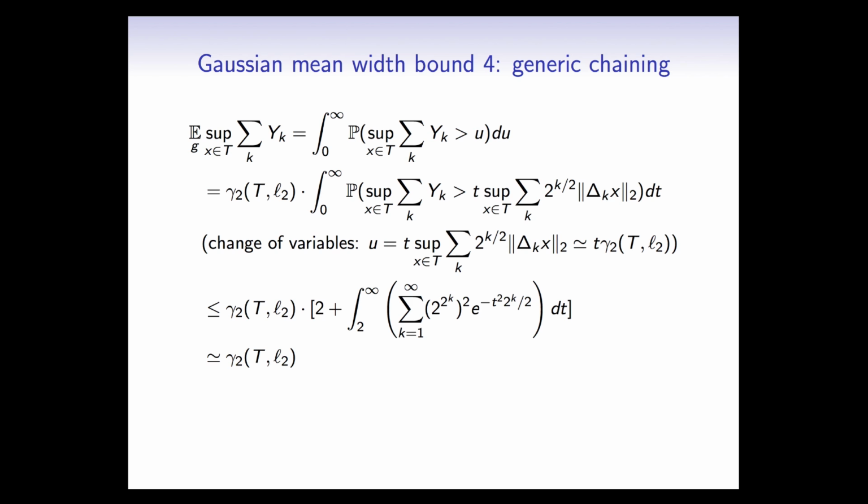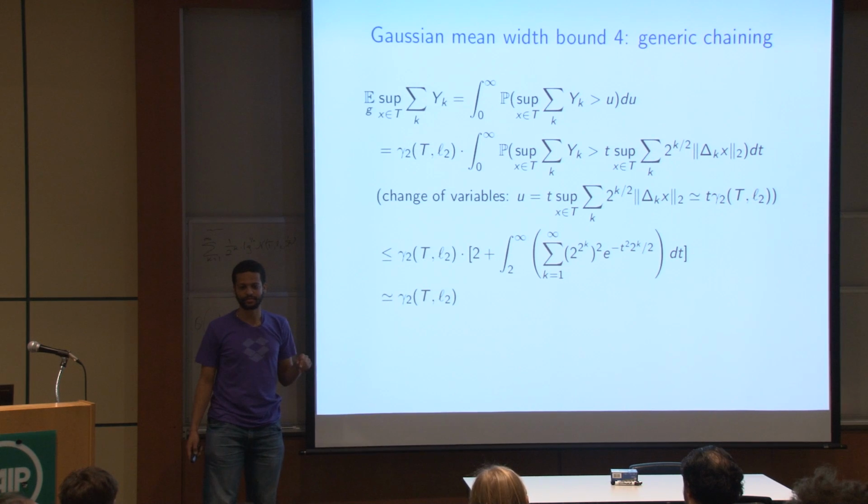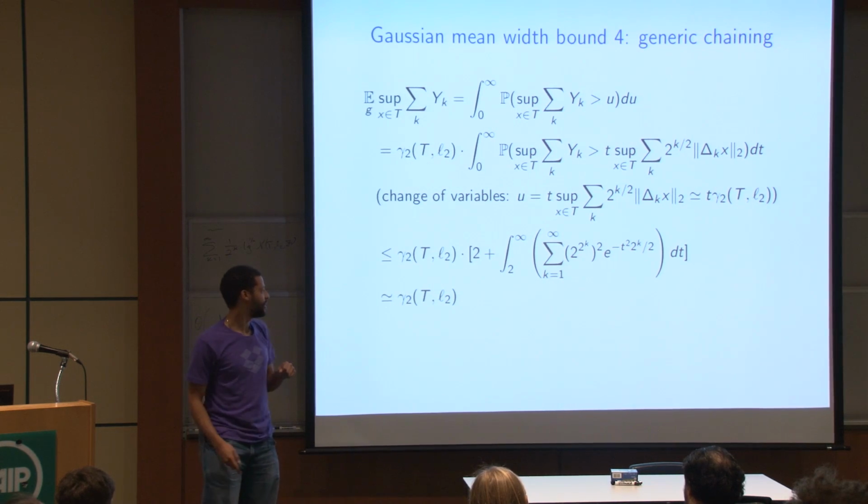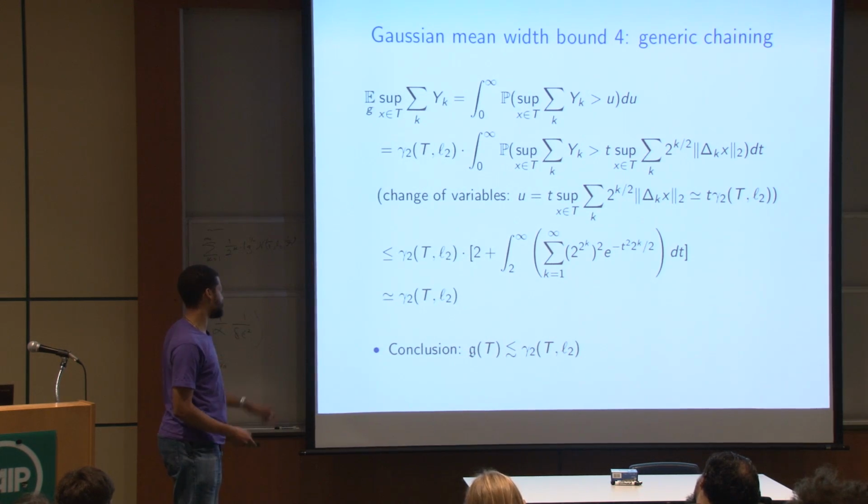This is like 4 to the 2 to the k. This is like 7 to the minus 2 to the k. So this thing is just a constant. So at the end of the day, I get that everything is gamma 2. Okay? And that's what we just proved.